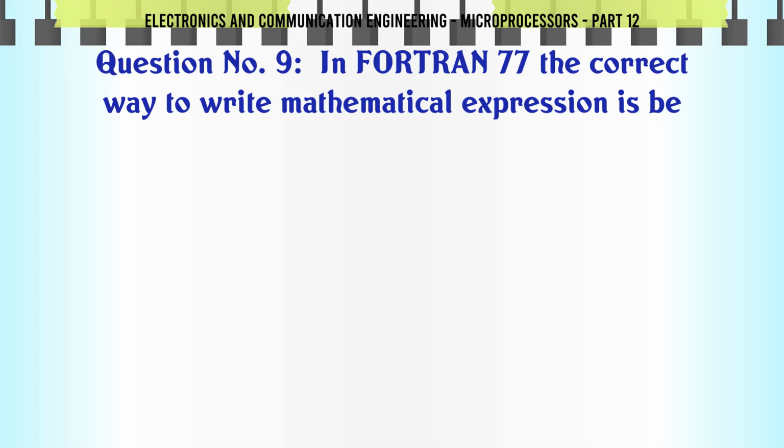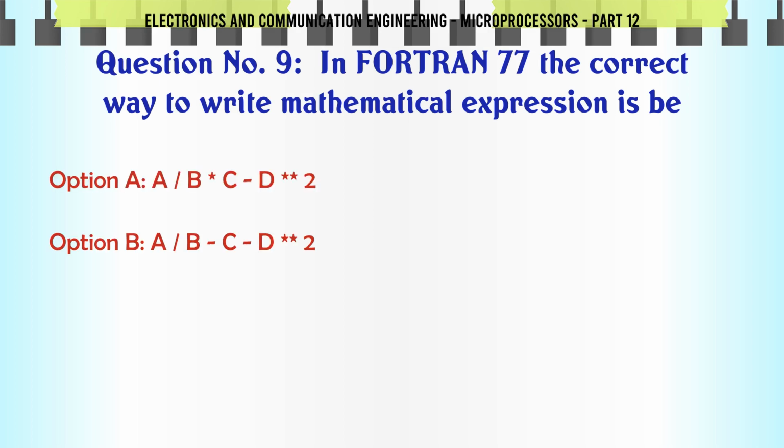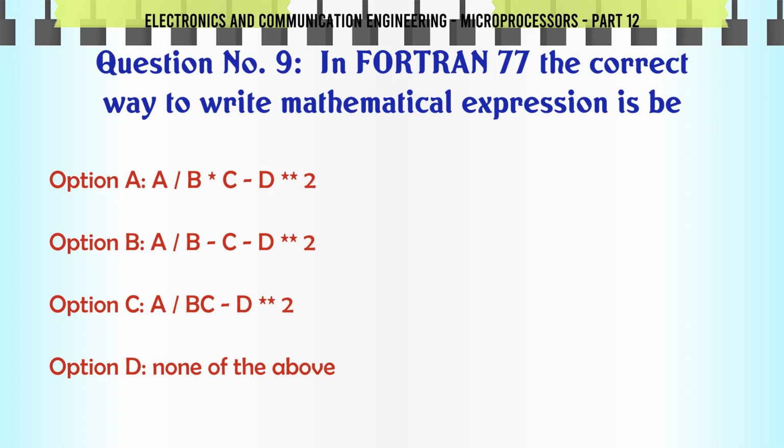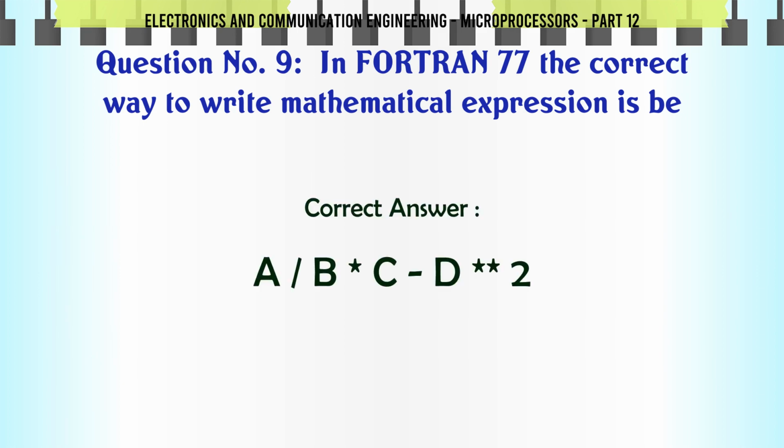In Fortran 77, the correct way to write the mathematical expression is A: ABCD2, B: ABCD2, C: ABCD2, D: none of the above. The correct answer is ABCD2.